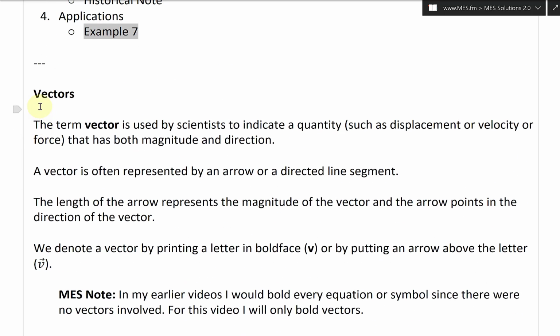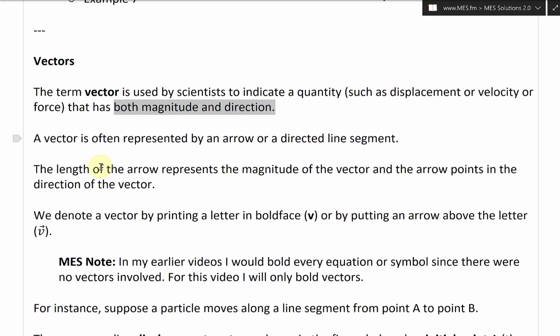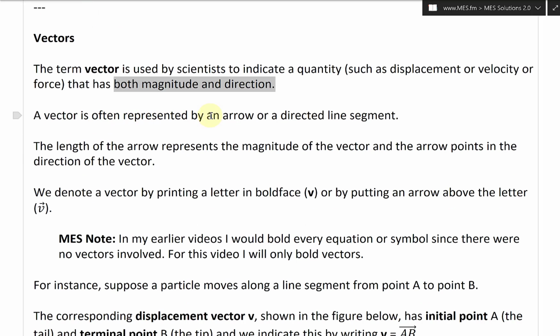So, vectors. The term vector is used by scientists to indicate a quantity such as displacement or velocity or force that has both magnitude and direction. A vector is often represented by an arrow or a directed line segment. The length of the arrow represents the magnitude of the vector, and the arrow points in the direction of the vector. And we denote a vector by printing a letter in boldface, such as this v in bold, or by putting an arrow above the letter, such as v with this arrow on top.